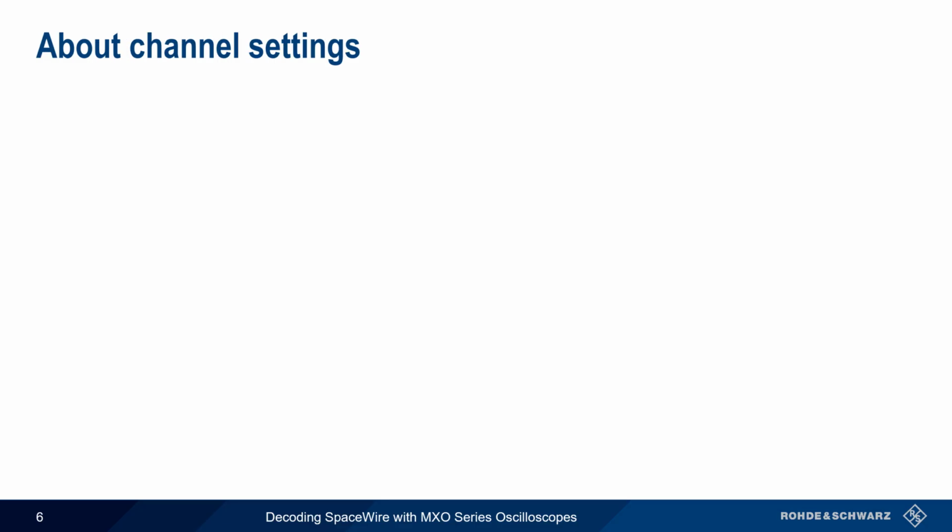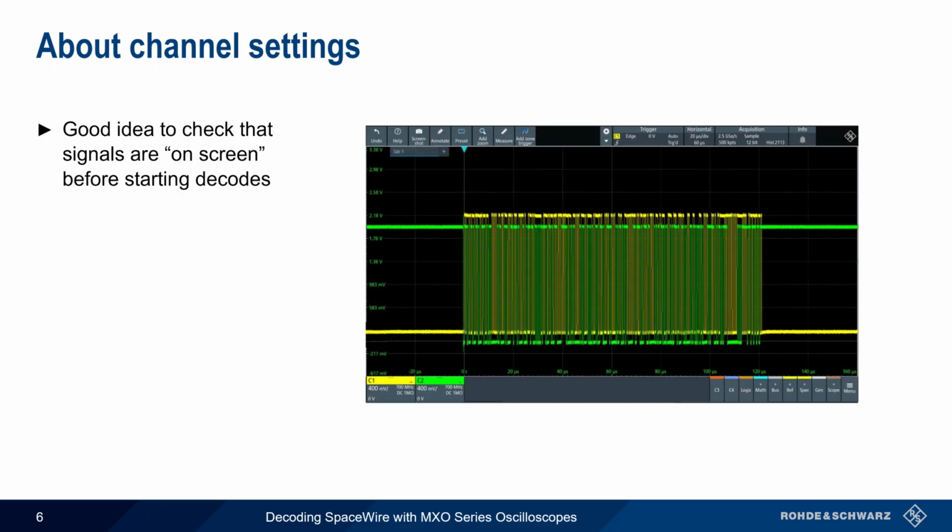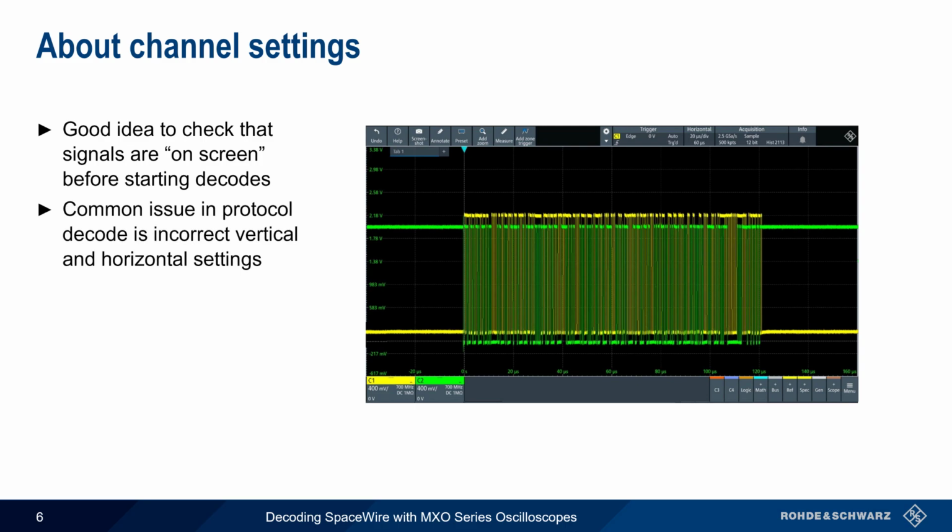This might be a good time to pause for a moment to talk about channel settings. Before starting decodes, it's always a good idea to first check that the SpaceWire signal or waveform is correctly on screen. In this example, the signal appears on screen with appropriate vertical and horizontal scaling. The most common issue in serial decoding is incorrect vertical and horizontal settings, such as the wrong time base or volts per division settings. So it's best to visually verify that these are set appropriately.